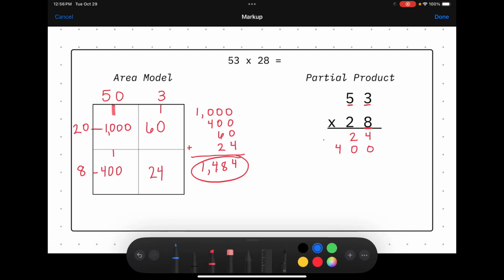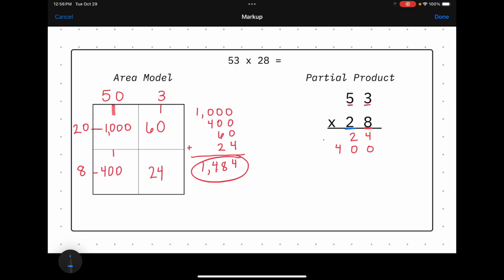Then I'm going to do the same thing, but this time with the 2, which has a value of 20. So I'm going to do 20 times 3, which is 60. And then 20 times 50, which is 1,000. So again, I have these stacked and I can just solve, getting my final answer of still 1,484. Same answer, 2 different ways to solve for this two-digit by two-digit multiplication.